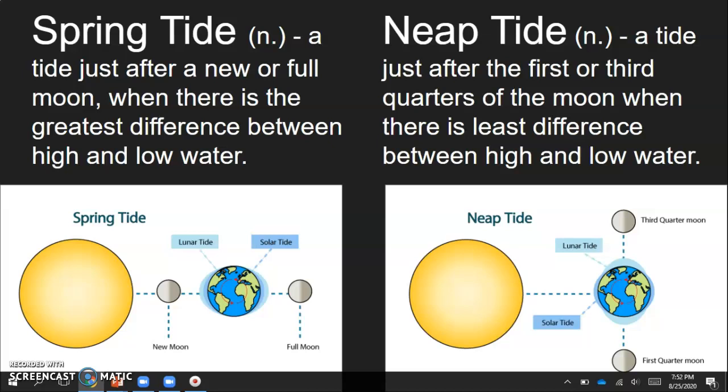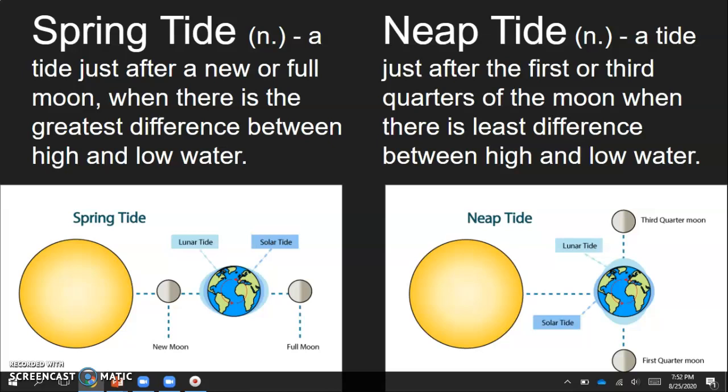So during a spring tide, again, that's when they're all in alignment, you would see the tides on the extreme end. So they'd be really, really high and really, really low. And then during a neap tide, during the quarter moons, when you look up in the sky and you can see half of the moon, then you're going to have less of a difference between the tides.